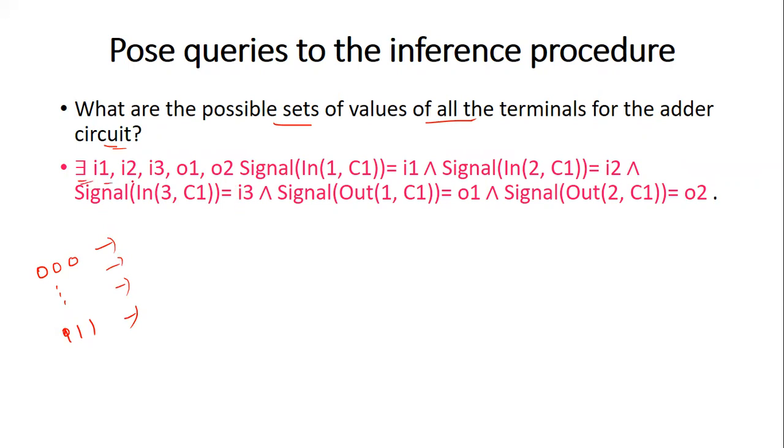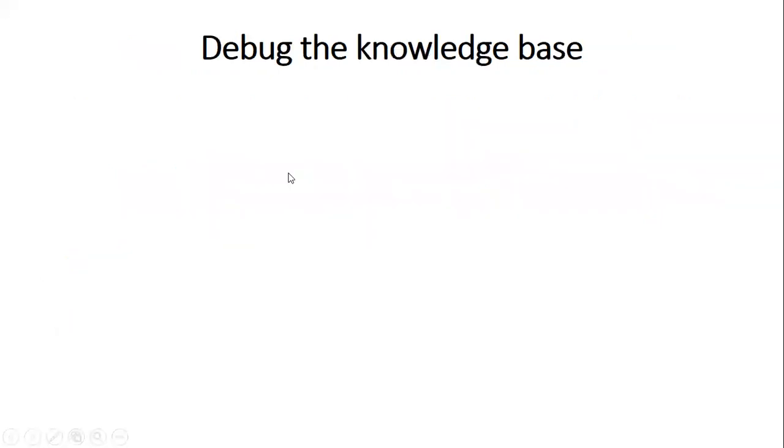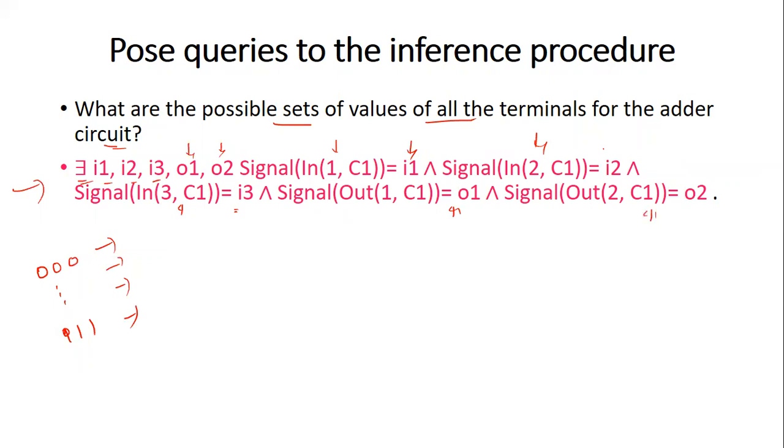So there exist I1, I2, I3, these are the inputs, and O1, O2, these are the outputs, such that the first input to the circuit is I1, the second input to the circuit is I2, and the third input to the circuit is I3, right? And the first output is O1 and the second output is O2. So basically here we are asking the knowledge base to give everything. Assign all the possible values for I1, I2 and I3, and tell what will be the different outputs, right? So that's it about posing the queries.